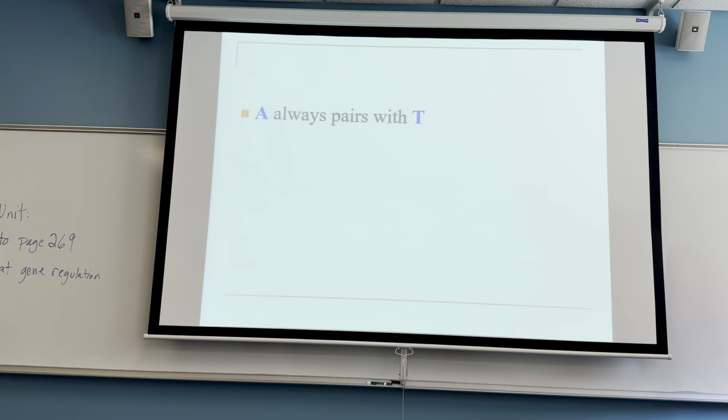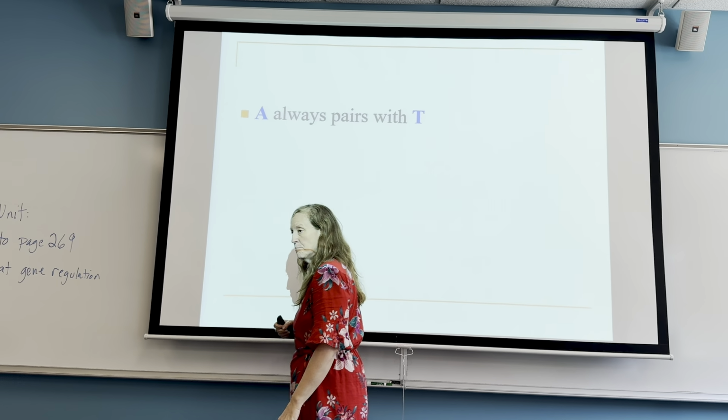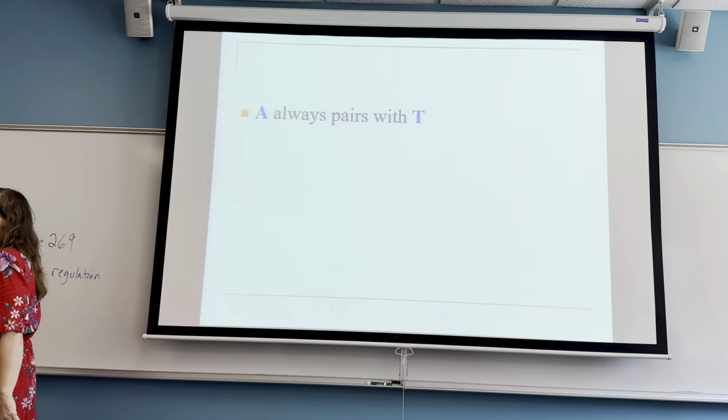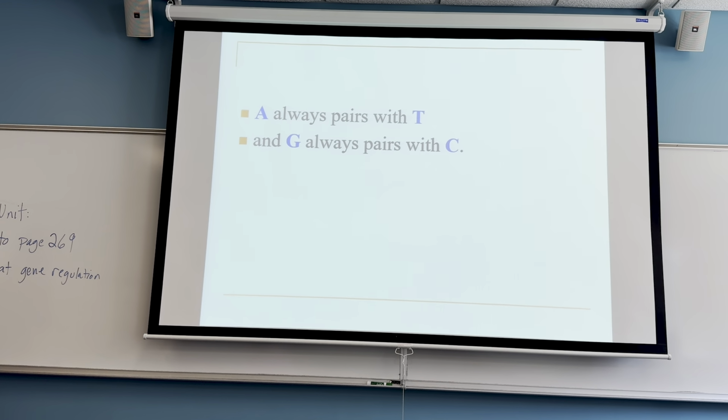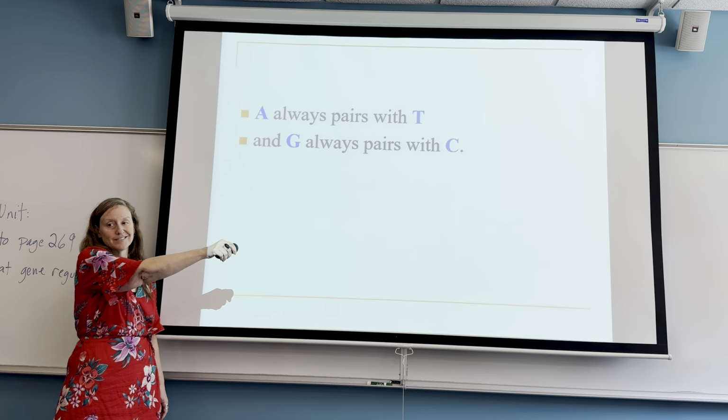So again, A always pairs with T. They are base pairs. And G always pairs with C. Even if there's a mutation and an A is replaced with a G, the G will then base pair with C.